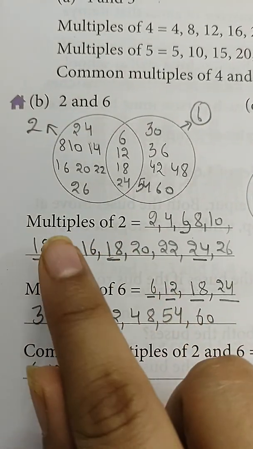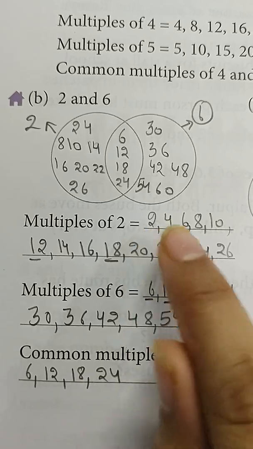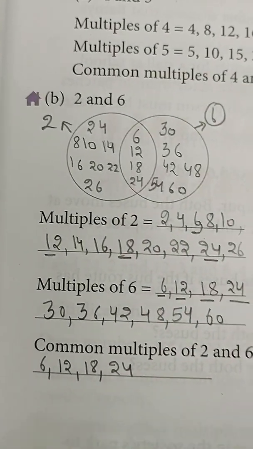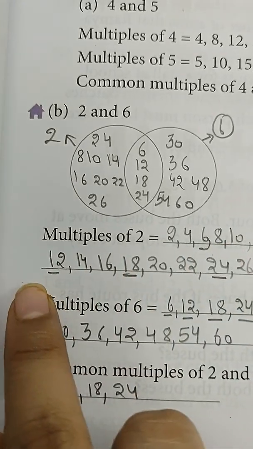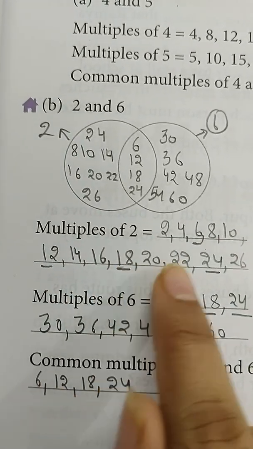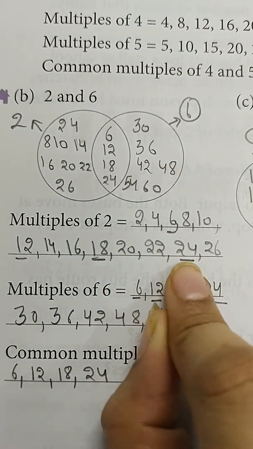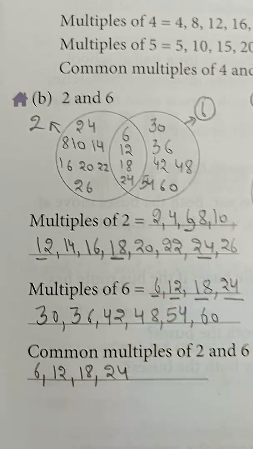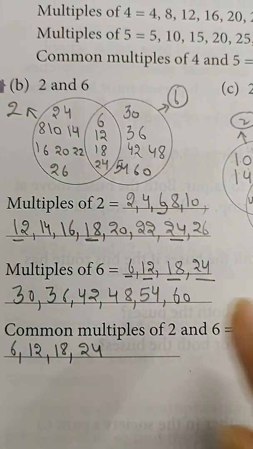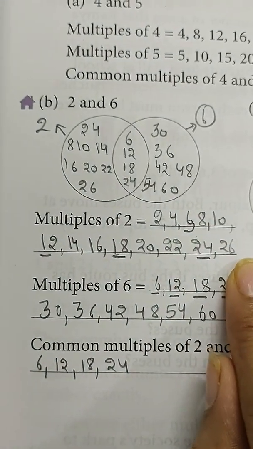Okay, multiples of 2. You need not write 2 ones are 2, 2 twos are 4, just simply write the table: 2, 4, 6, 8, 10, 12, 14, 16, 18, 20, 22. Then you can see 2 11s are 22, 2 12s are 24, 2 13s are 26. That's why I have written here, so that you can remember that your table does not end at 10, it can go further also.